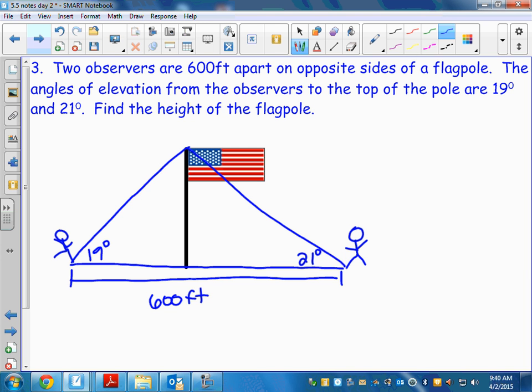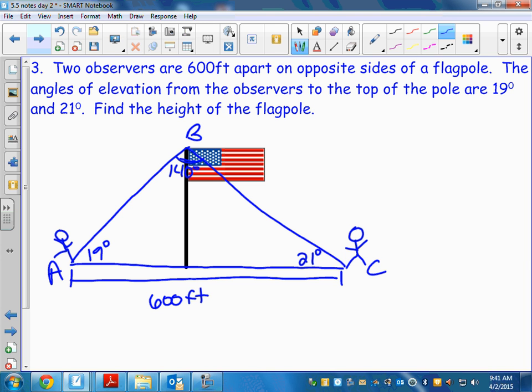We can label them whatever we want, right? A, B, C. What could I find right now? I could find this whole angle here of this big triangle, because if this is 19 and this is 21, that means this is 140. So I know this angle and this side. So could I solve for one of these two sides?